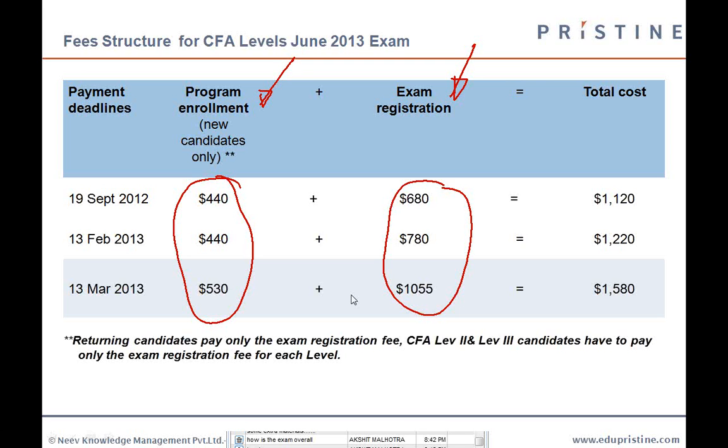CFA versus CA, I think I've already answered this question. CFA is a career meant for financial asset management. CA is general accountancy, so if you want to specialize in tax or auditing, CA is definitely the career you want to have.